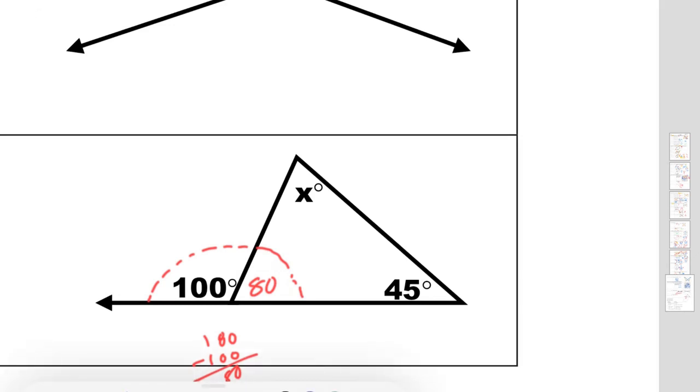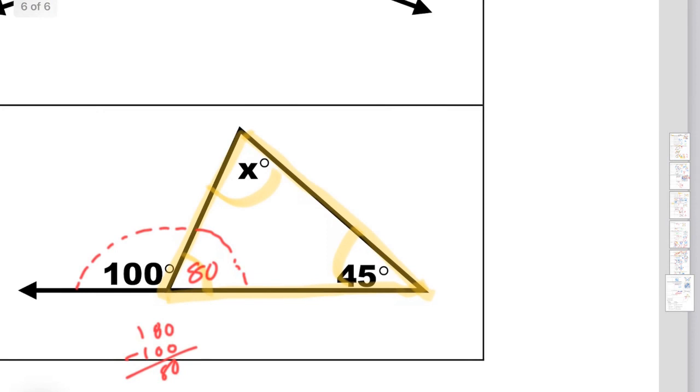we have 3 angles inside a triangle. And here's my triangle. Now remember, for a triangle, the sum of all three angles is always going to add up to 180. So we're going to add these two angles and subtract it from 180. So 80 plus 45 gives me 125.